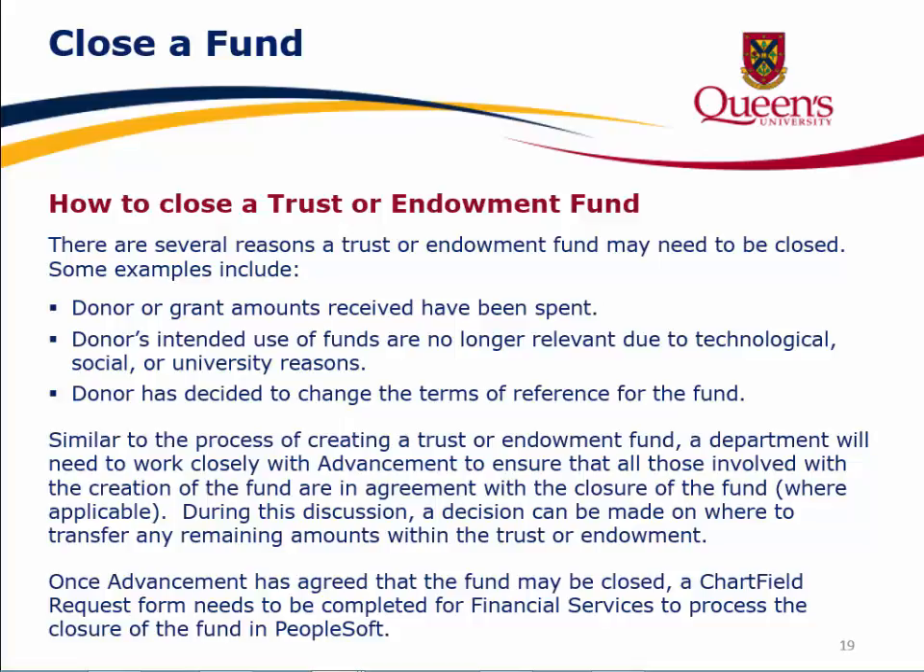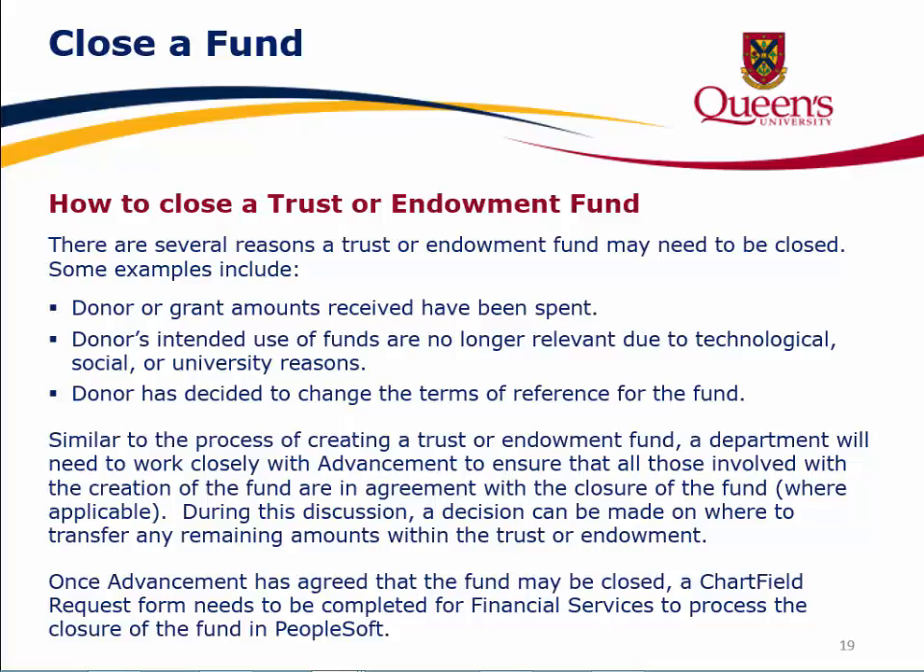Close a fund. How to close a trust or endowment fund. There are several reasons a trust or endowment fund may need to be closed. Some examples include donor or grant amounts received have been spent. Donors' intended use of funds are no longer relevant due to technology, social, or university reasons. Donor has decided to change the terms of reference for the fund.